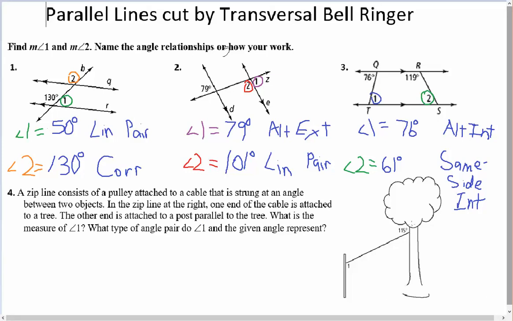Well, if we have that the tree and the post are parallel, these two angles are both inside the parallel lines, which tells us that those are interior angles of some sort. And since they're on opposite sides of the transversal, which would be the zip line, we have alternate interior angles. And since they're alternate interior angles, measure of angle 1 should be the exact same as the 115 because alternate interior angles are congruent.